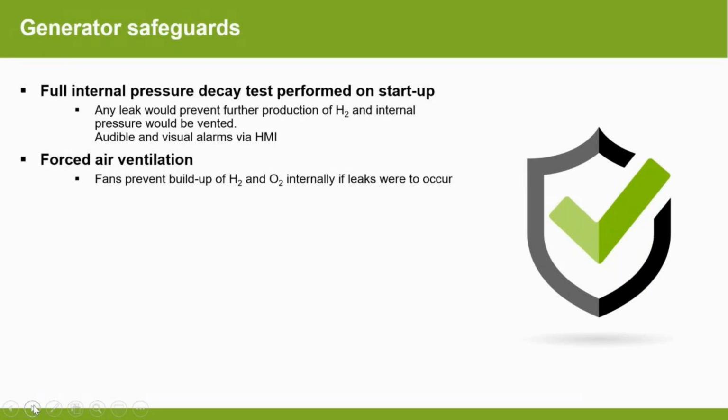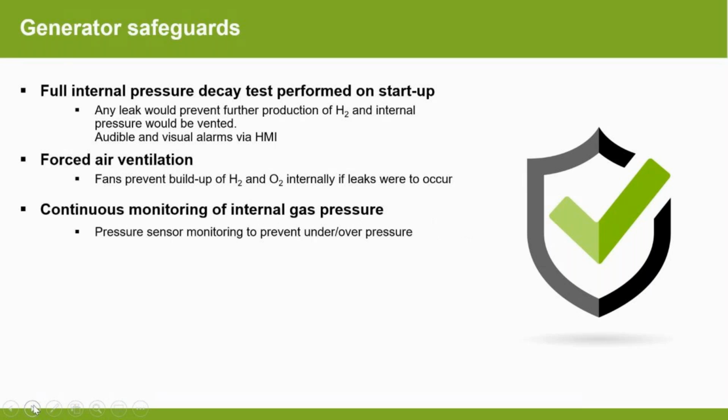We also have forced air ventilation so that we're preventing any buildup of hydrogen and oxygen within the generator if leaks were to occur internally. And we are constantly monitoring the pressure both within the system and between the system and the GC, again, just to prevent any risk of leaks occurring.